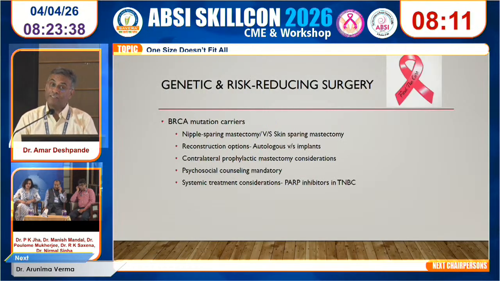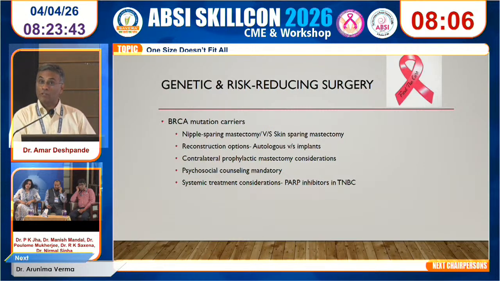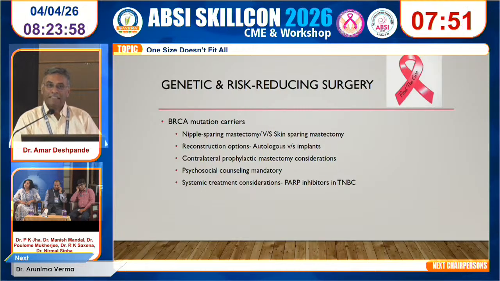Genetic and risk-reducing surgery. Suppose a patient has got a cancer that can be treated with BCS, we have to offer risk-reducing surgery if they are BRCA positive or genetic positive. So contralateral mastectomy, whether it is needed or not, we have to offer that because genetics is demanding that. And also triple negative cancers, we can think of PARP inhibitors, etc. So again, we are tailoring the treatment to the need of that patient.